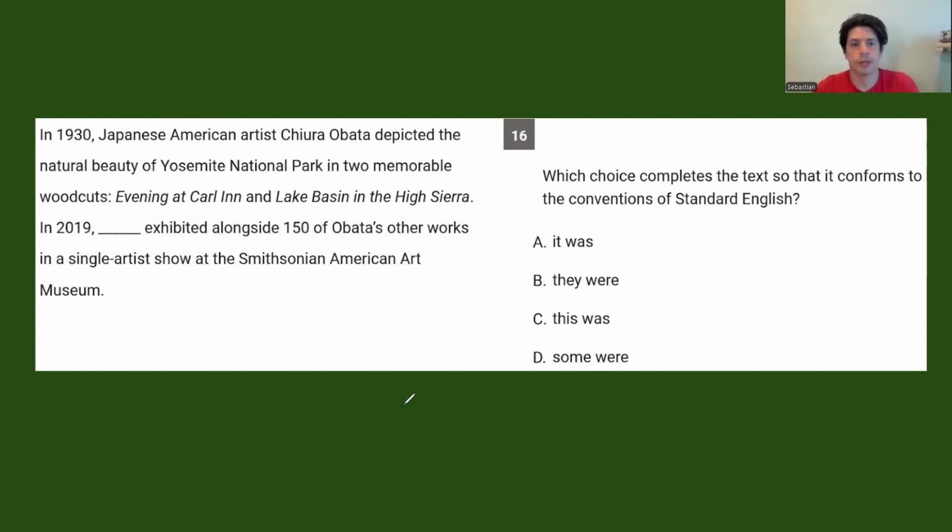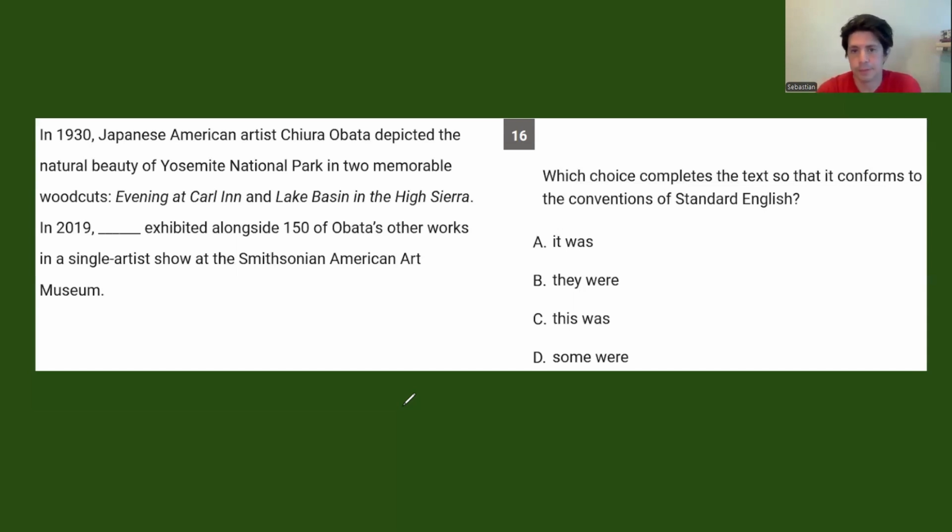In 1930, Japanese-American artist Chiura Obata depicted the natural beauty of Yosemite National Park in 2 memorable woodcuts, Evening at Lake Basin and Lake Basin in the High Sierra. In 2019, blank exhibited alongside 150 other of Obata's works in a single artist show at the Smithsonian American Art Museum. Okay, so what are our options here, right?